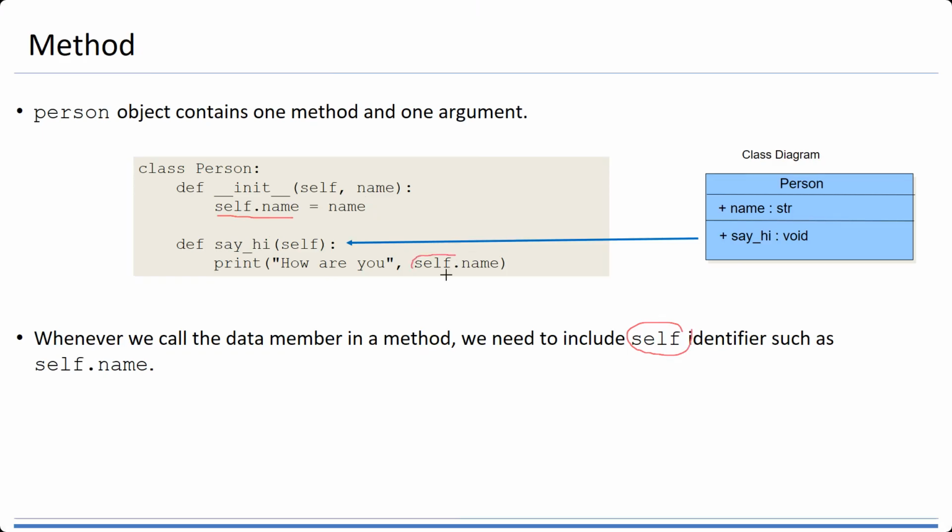When we call the data member self.name, what about this? This is the argument, and the result of this argument will be saved into this data member. So this is the argument. We will take a look at more details with other examples.